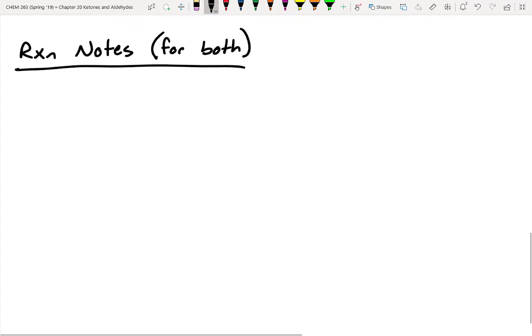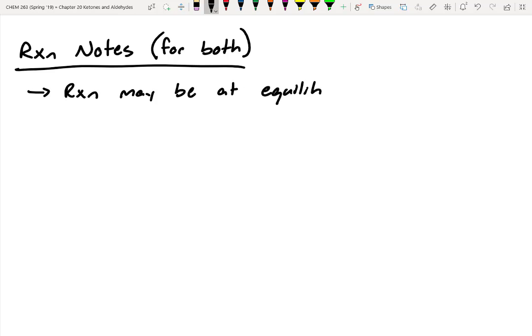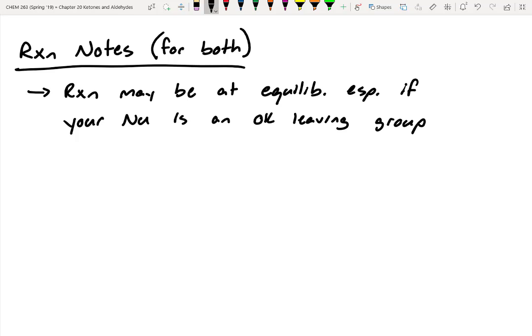All right, this is for both the acid catalyzed reaction and the basic reaction. First one is the reaction may be at equilibrium, especially if your nucleophile is an okay leaving group. If it's not a good leaving group like carbon, we know that it's not going to be under equilibrium conditions.